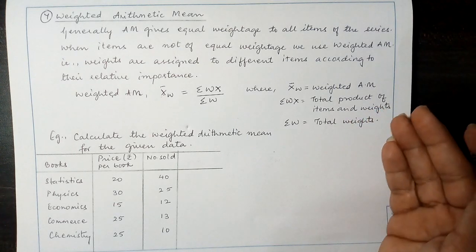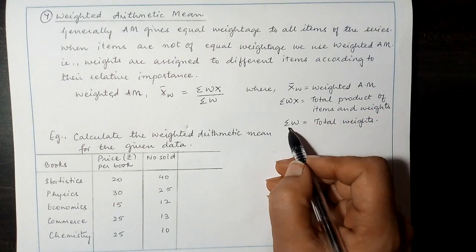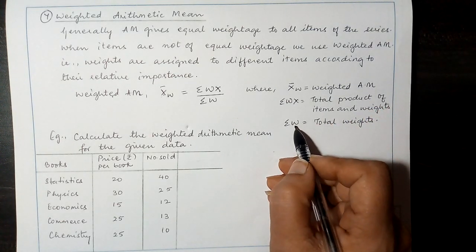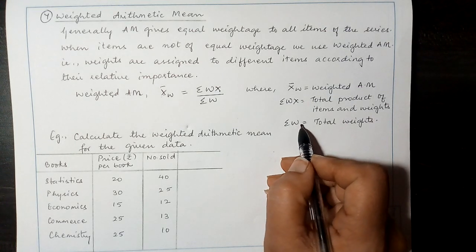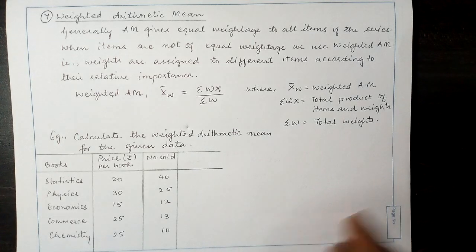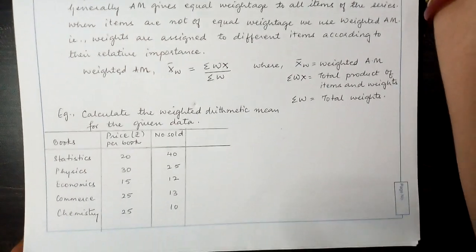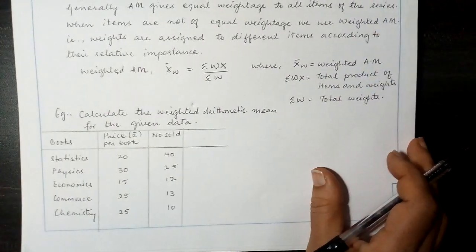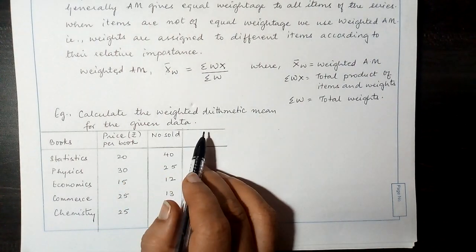There we found n or sigma x. Here we are finding delta or sigma w. Okay, that is a sum of all the weights. Now let's look into an example. Here, calculate the weighted arithmetic mean for the given data.